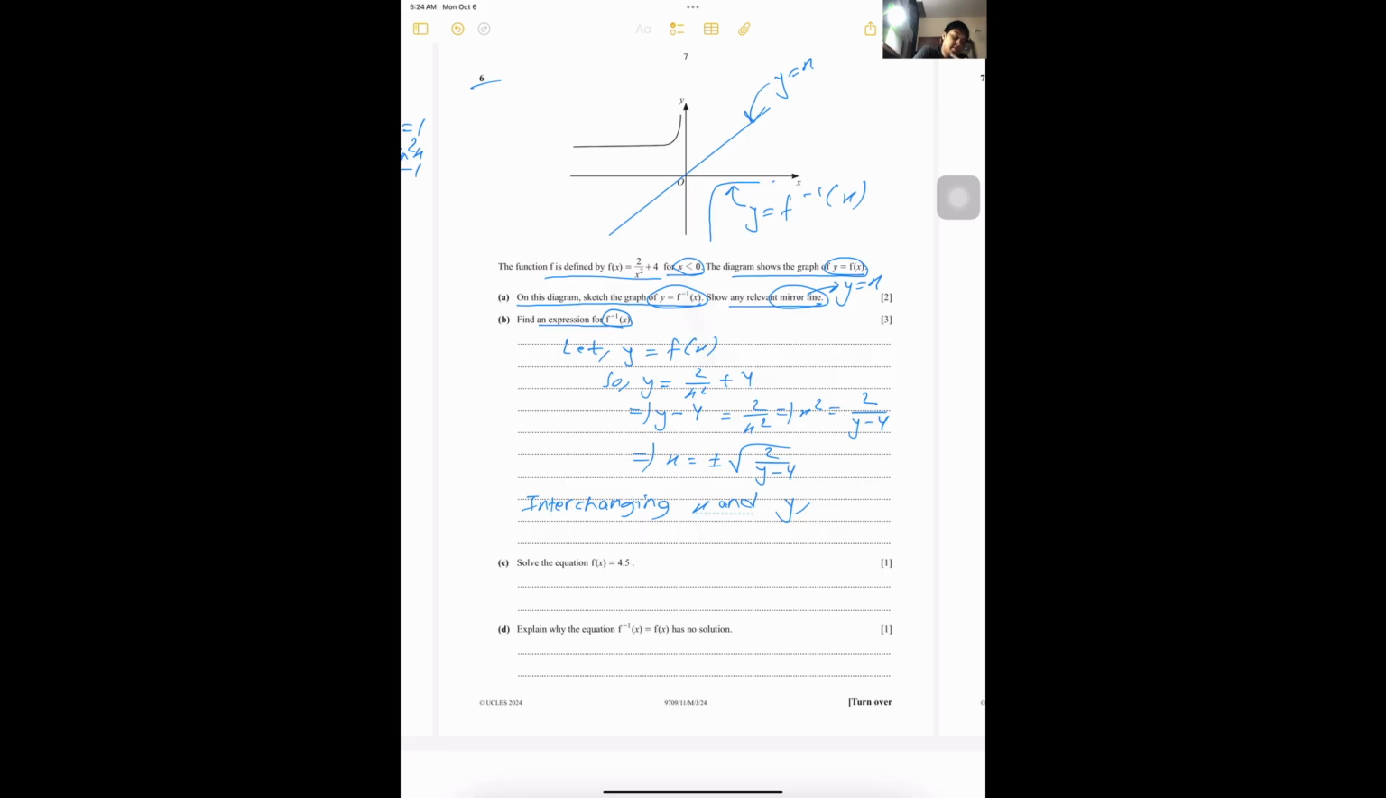So one thing we need to know, the domain of f(x) is the range of f inverse. So f inverse x is less than 0. From this we can see, therefore after interchanging, since it's plus minus, we'll only take the minus, which is minus root of (x minus 4) over 2. That's that.